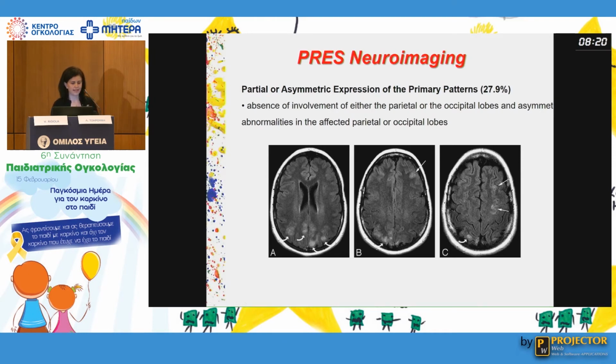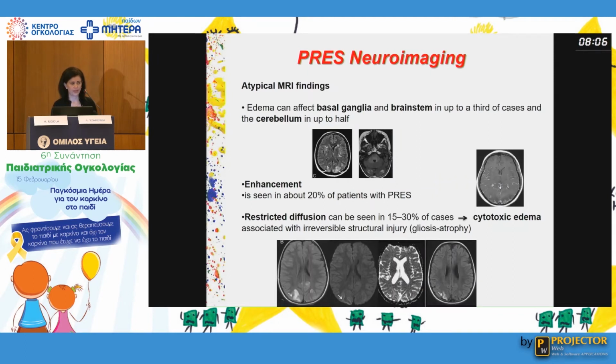Unfortunately, in radiology, nothing is always typical. We have partial or asymmetric expression of the primary patterns, and in those cases, at the end of the day, the radiologist ends up with a severe headache. Apart from the subcortical white matter, other brain areas can be involved in PRES syndrome, such as the basal ganglia, the cerebellum, or the brainstem. I want you to notice that when we have involvement of these areas, we should always have involvement of more typical areas. If we see involvement of just the basal ganglia or the cerebellum and the subcortical white matter is normal, we should think of other potential diagnoses.